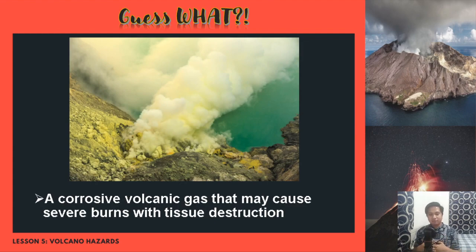A corrosive volcanic gas that may cause severe burn. So what kind of volcanic gas is this one? Remember, if there is a corrosive effect that may lead to burns, masunog ang imo nga panit, this one is your sulfuric acid. So try to study the different volcanic gases as well.